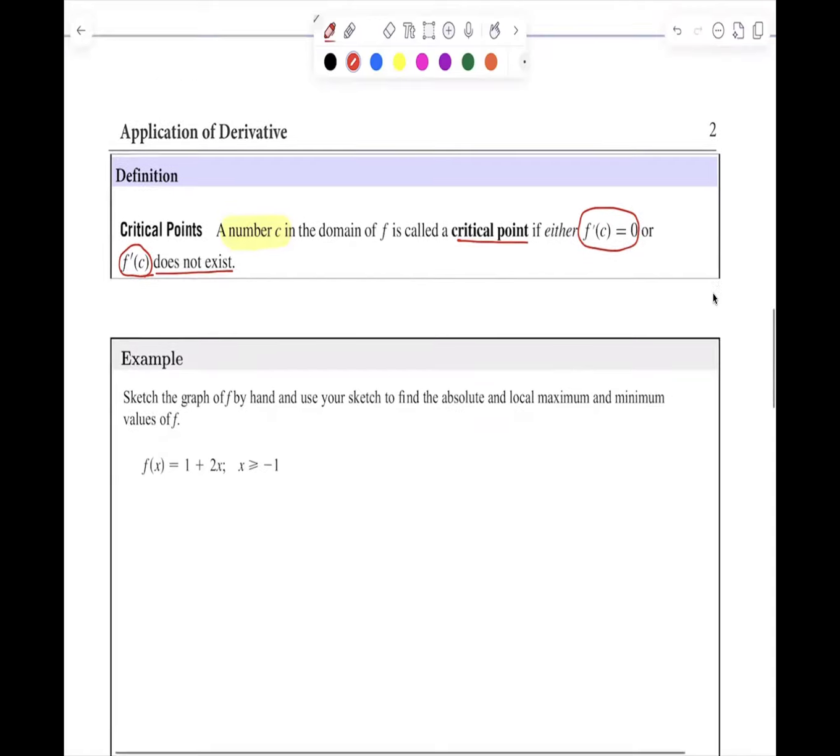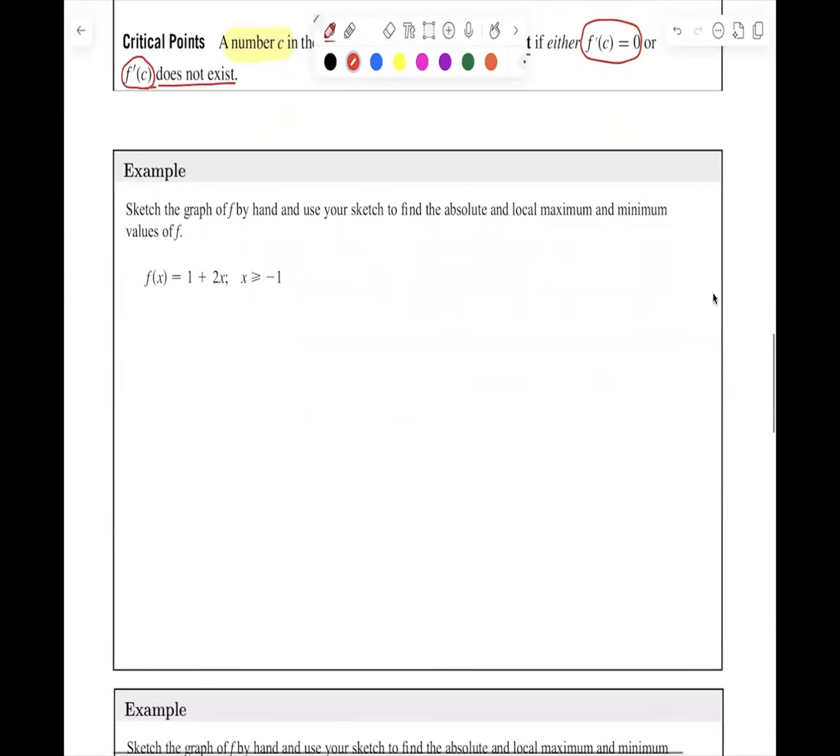Let us start with a very simple function. f of x is 1 plus 2x. So if I take the derivative of this function, f prime of x is 0 plus 2 times 1, or 2. So it seems like this function's derivative is a positive value, right? 2 is not 0, and 2 indeed exists. So let us sketch the graph of this function. And the question says the domain is all values greater than or equal to -1. So let us take a look at the graph together.